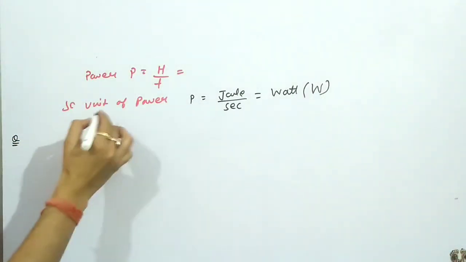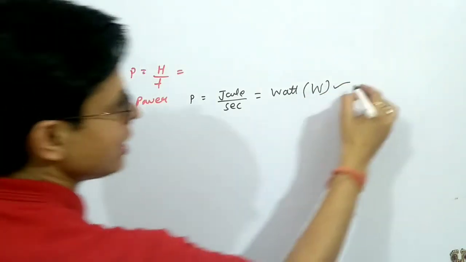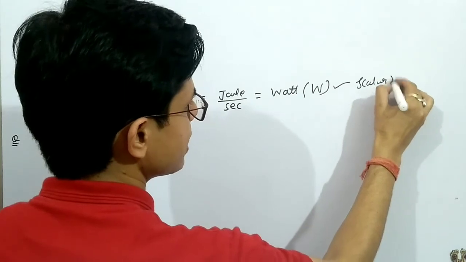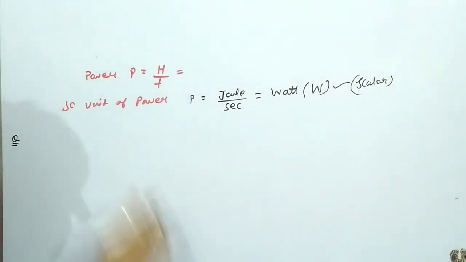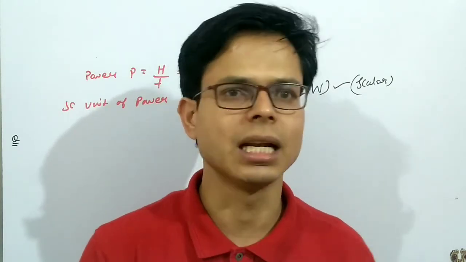Which type of question will you get from here? What is the unit of power? The unit of power is watt. It is which type of quantity? Scalar. No need of direction. Power is not a vector quantity. It is a scalar quantity.